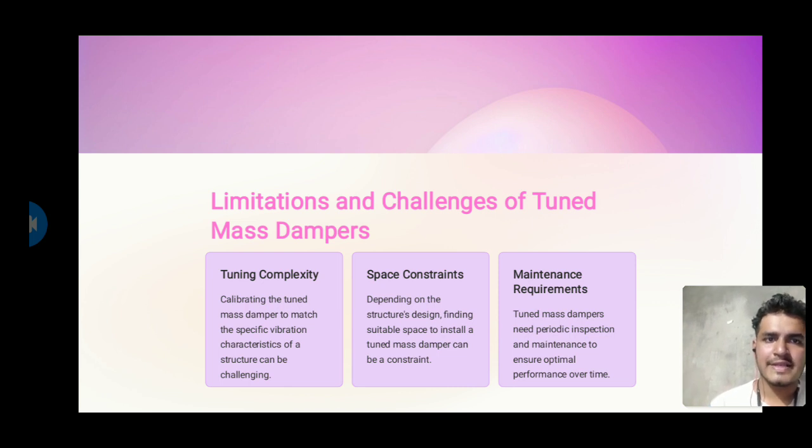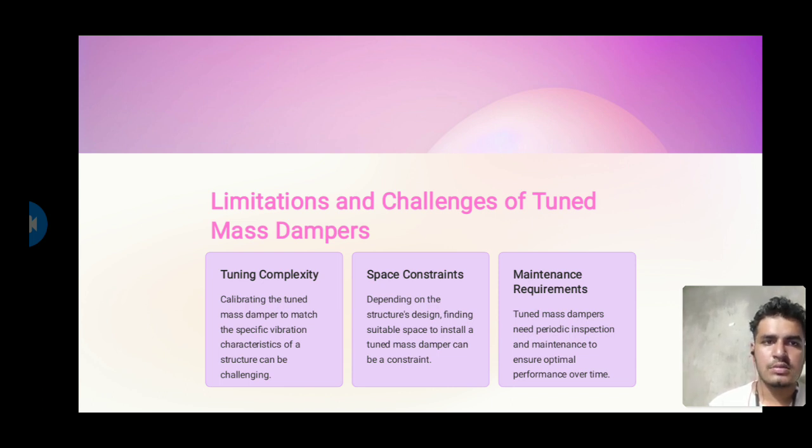The limitations and the challenges of the tuned mass dampers: the tuning complexity, the space constraints, the maintenance requirement. The tuning complexity: calibrating the tuned mass damper to match the specific vibration characteristics of a structure can be challenging.